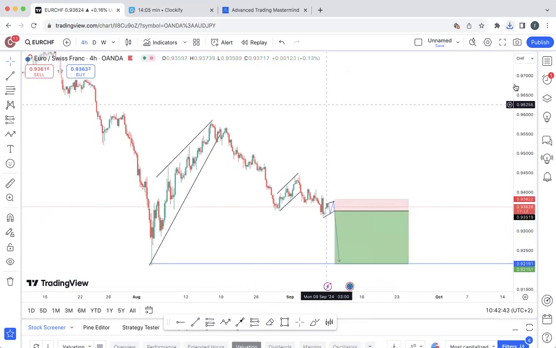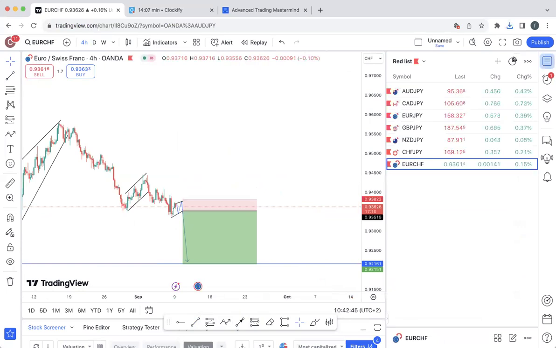So guys, this is how my watch list is looking like for the week. I'll be focusing mainly on these pairs, and I will continue to update you if any of these pairs does present me with an opportunity to execute the trade. But for now, this is going to be the end of our session. Take care, guys, and I'll see you next time.